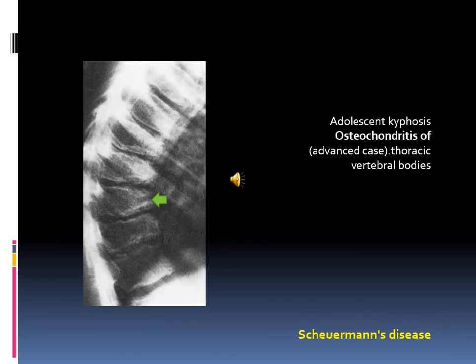This is called Scheuermann disease. As you can see, this is an advanced case of osteochondritis of the spine, which is called Scheuermann disease.